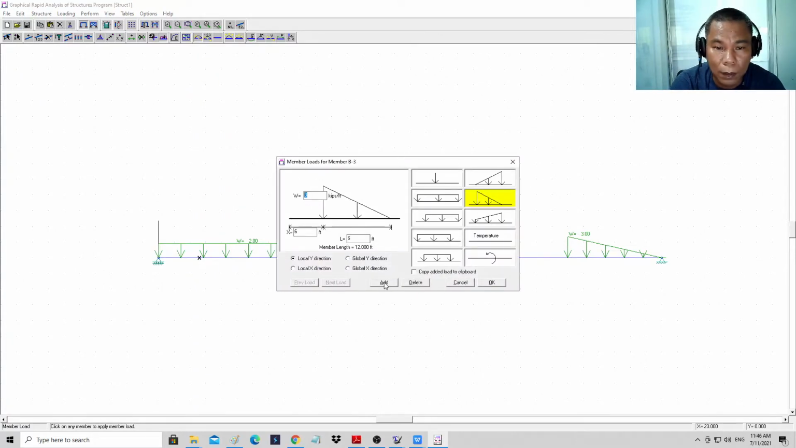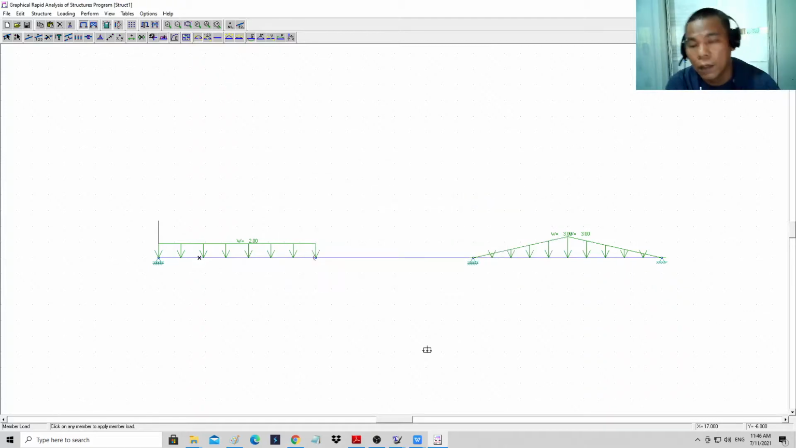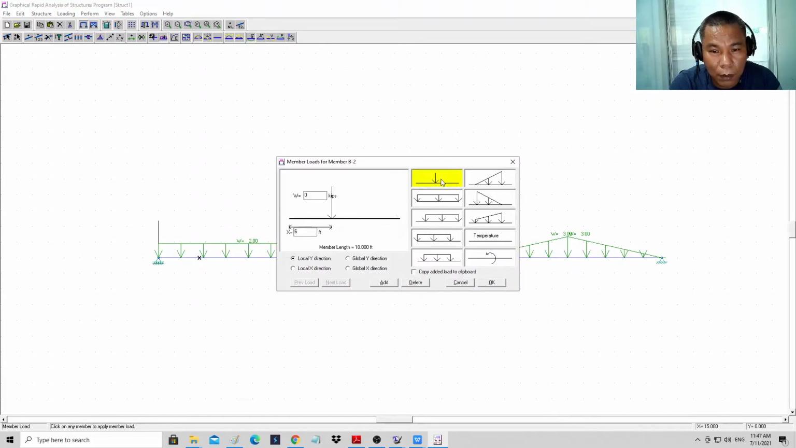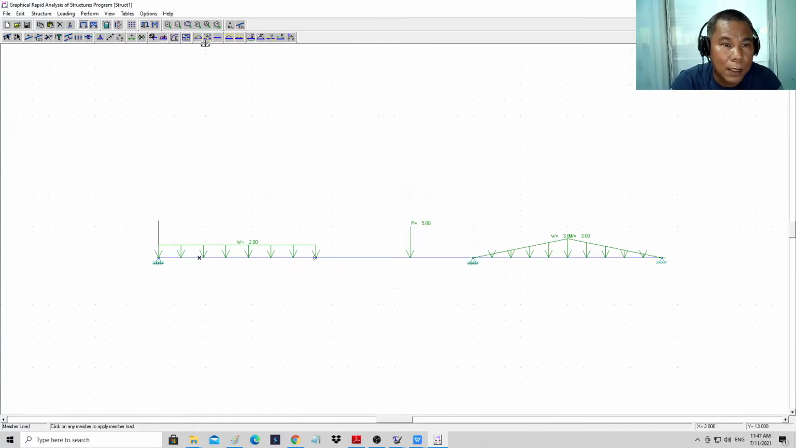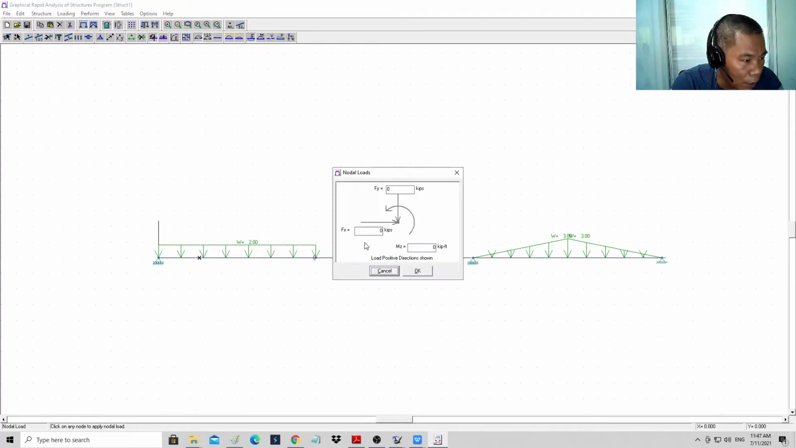I need to add actually. I was not able to add it. So this is 0, 3, and 6. Then okay. Okay, so after that, we can also add the concentrated load here. That is around 5 kips at the distance 6 feet. Okay, and lastly, we have the couple here at the left joint, which is equal to 60 kip-feet. Clockwise, so it should be minus 60 because it's clockwise.